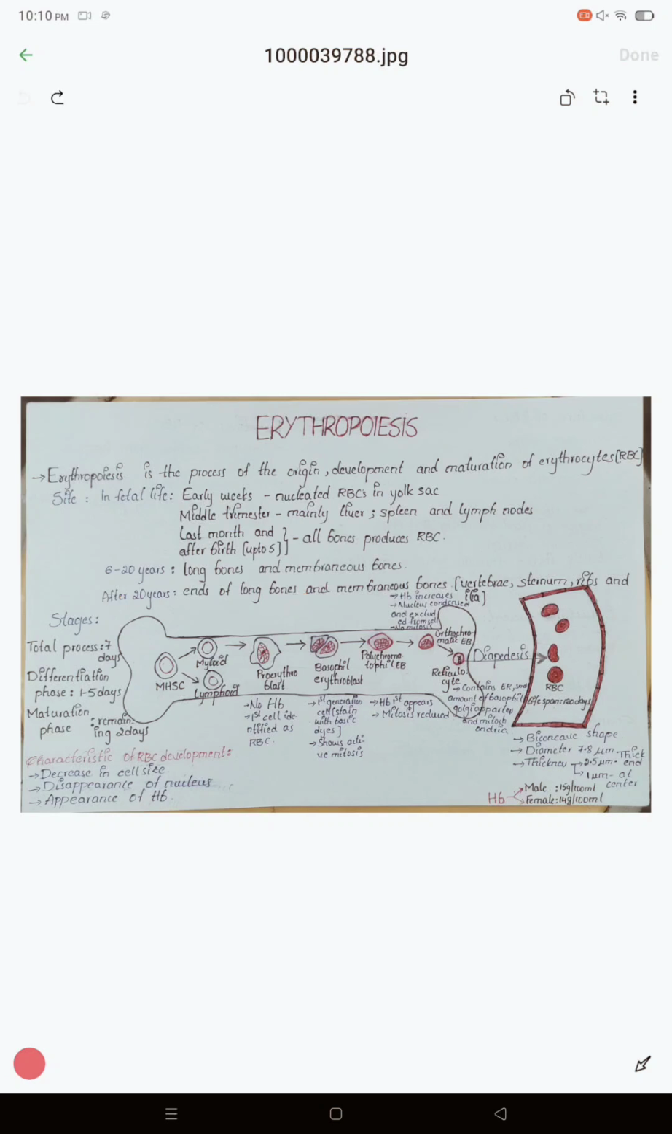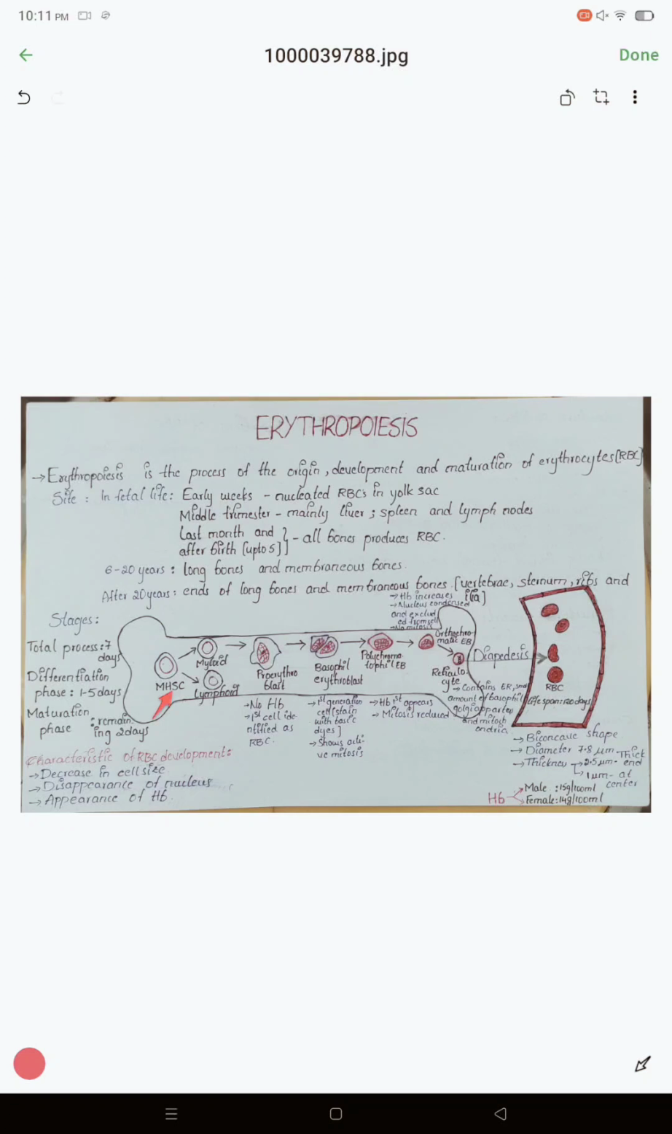And the next subtopic is stages. In total, this process takes nearly 7 days. The first 5 days are known as the differentiation phase, which is from proerythroblast to reticulocyte, and the remaining 2 days are known as the maturation phase, that is from reticulocyte transforming to mature RBC. Okay, now we go through genesis of RBC step by step.